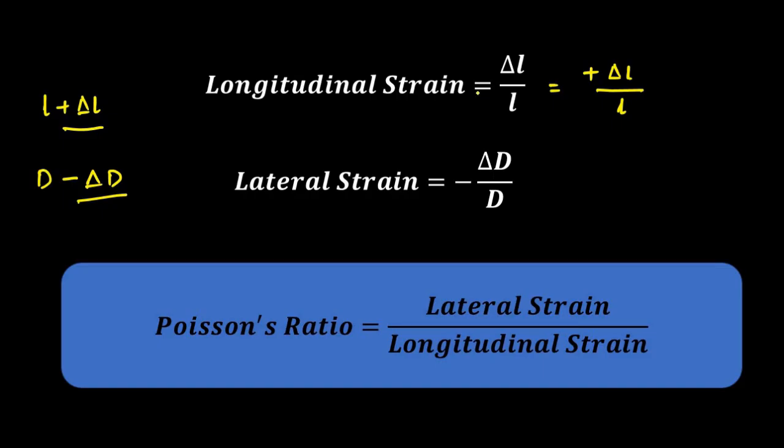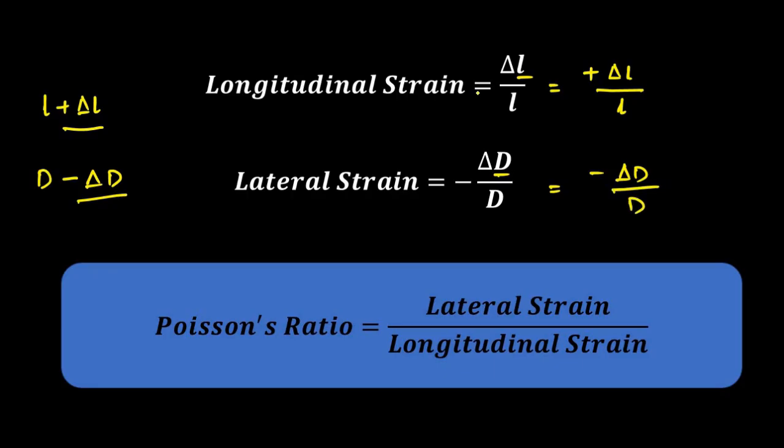Same principle of strain: change in dimension by the original dimension, change in parameter by the original parameter. Here the parameter of interest is length, so change in length by original length. Length is increasing, so plus delta L by L. Here the parameter of interest is diameter, so change in diameter, which is decreasing, that's why minus, by the original diameter, that is D. This is minus delta D by D.